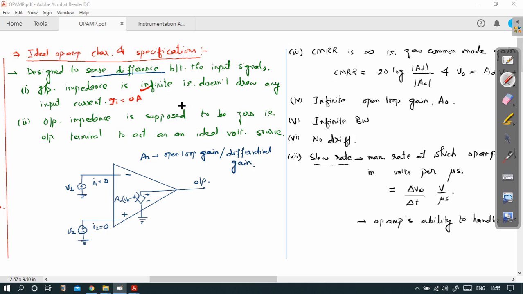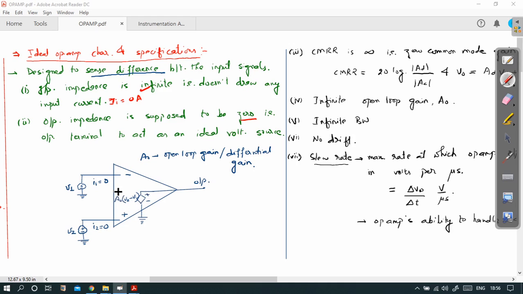Now the output impedance is supposed to be 0 for the case of an ideal op-amp. When you look at the internal diagram of the op-amp, you will find that there is a dependent source connected at the output terminal. With the assumption that output impedance is 0, the output terminal will act as an ideal voltage source having a value of A naught into V2 minus V1.